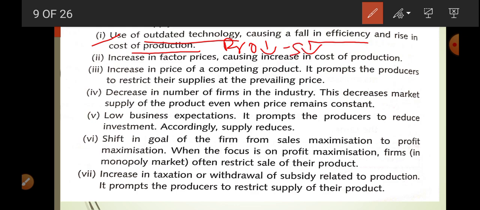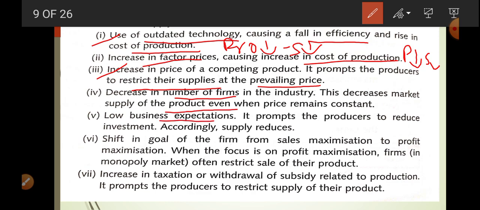Now next is increase in the factor price. It means production cost is going to be high, so production decreases and supply decreases. Okay student, now next is increase in the price of competitive product. It prompts the producer to restrict their supply at the prevailing price. Now next is decrease in the number of firms in the industry. If the number of firms is going to be less, there will be less supply of that good. Okay, business expectation. If a firm feels that in future its demand is going to be less, like keypad phones, its supply is going to reduce.